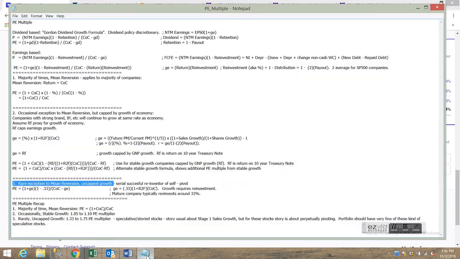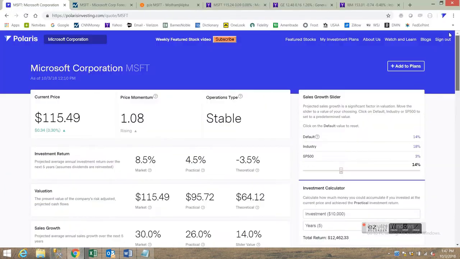To refresh everybody's memory on what we mean by that, it means that we believe the price earnings multiple is equal to its cost of capital when it hits mean reversion in the future: 1 plus that, divided by the cost of capital. Well, let's look at what the cost of capital for Microsoft currently is. It's been calculated to be 8.5% over the last 5 years.